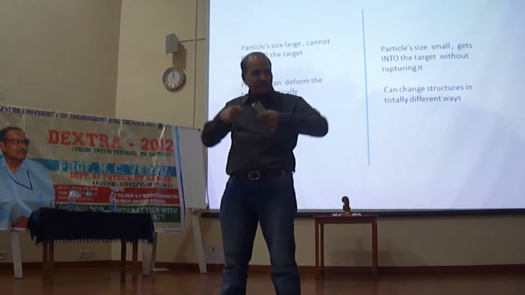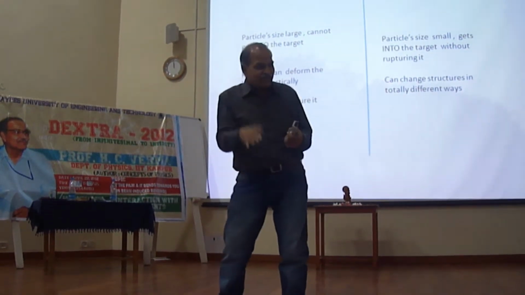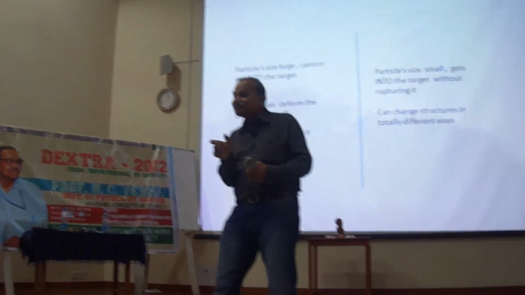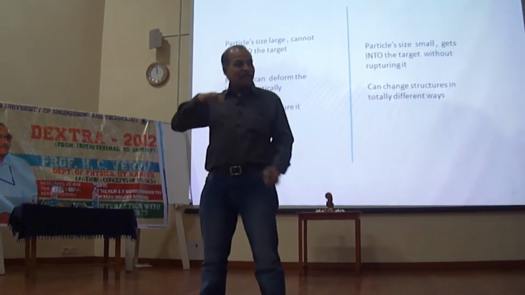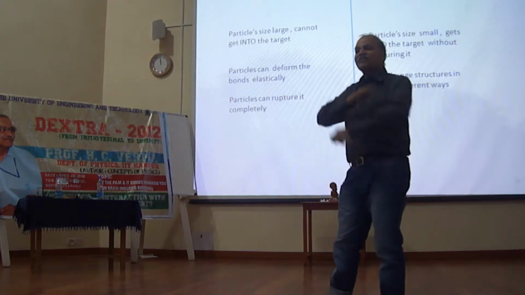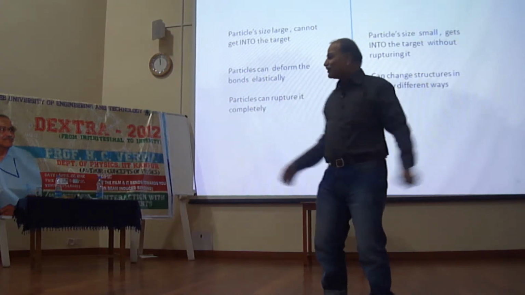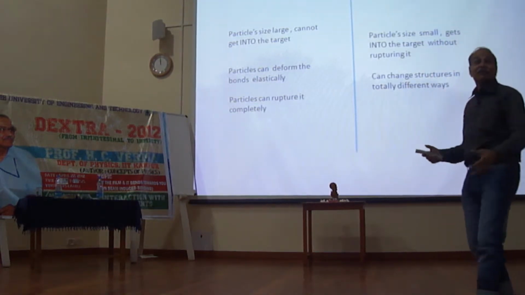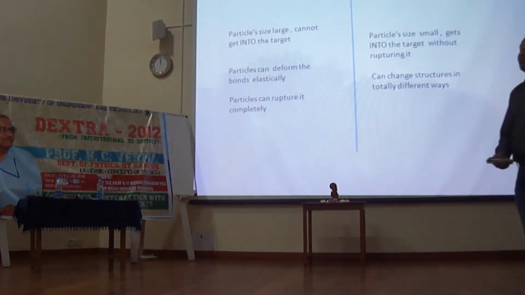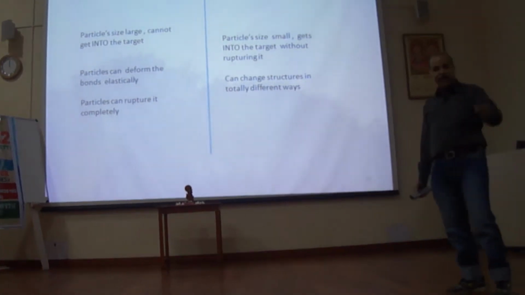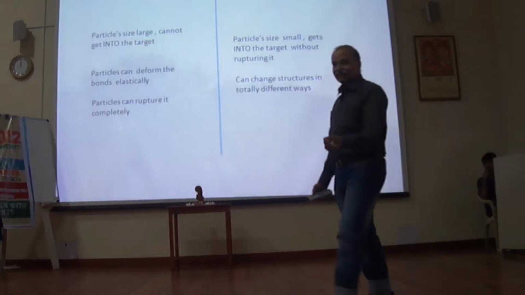The bonds will be deformed, so some deformation in the material will be there, but the bonds will still be there. So it can come back elastically. Most of the time it is elastic, and if the energy is very high, it can rupture the whole thing. So this is what happens if you have a macro size ball falling on a thin metal film. But here the particle size is small. That gallium ion itself is small, and once it goes to higher energy, it becomes smaller. You know that?